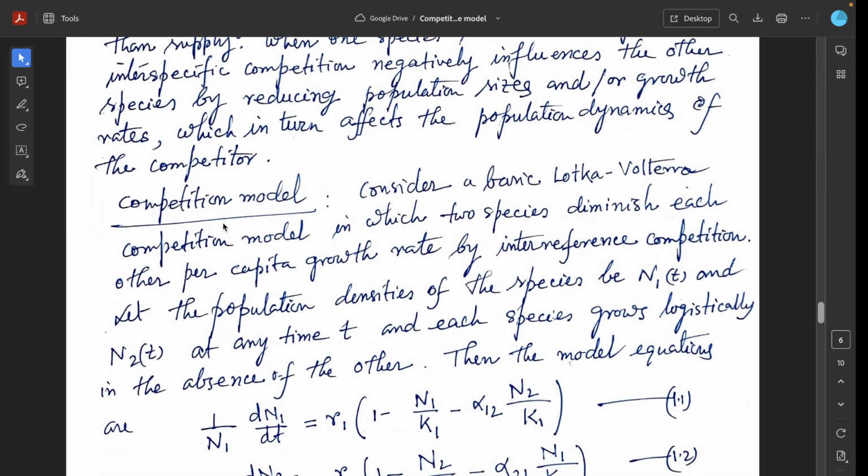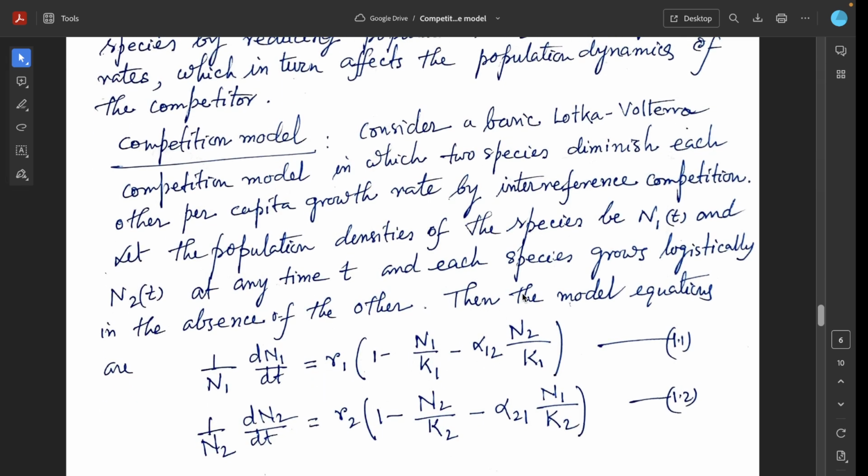Here we consider the basic Lotka-Volterra competition model, in which two species diminish each other's per capita growth rate by interspecific competition. Let the population densities of the species be N1(t) and N2(t) at any time t, and each species grows logistically in the absence of the other.